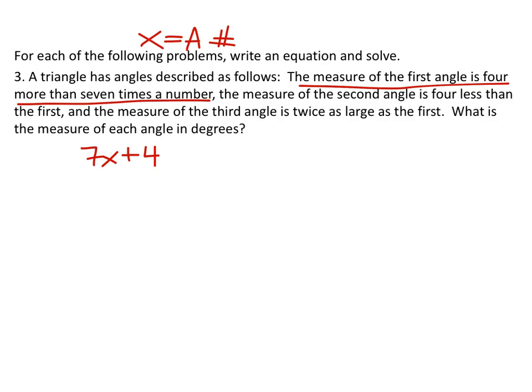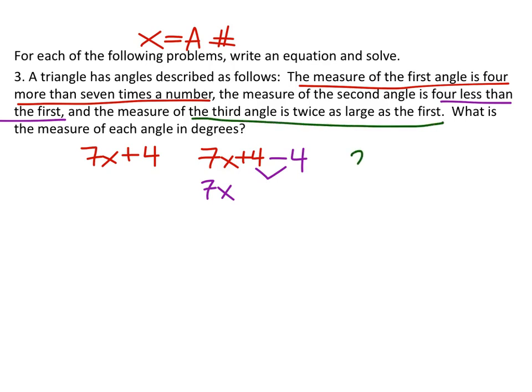Now that's one angle. The other angle is 4 less than the first. So I would take that same angle, 7x plus 4, but it's 4 less than that. Now we can evaluate that. 4 minus 4 is 0. So I would have 7x plus 0, but I can make that plus 0 a phantom 0. It's still there. I just don't want to look at it anymore. So 7x would be the second angle. Then the third angle is twice as large as the first. So I would have 2 sets of that 7x plus 4.